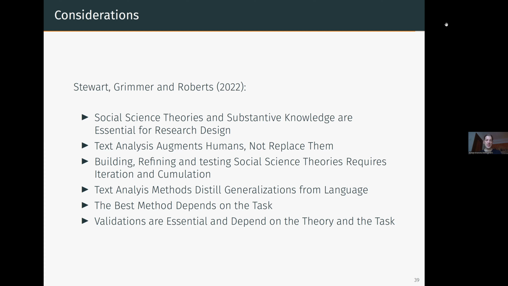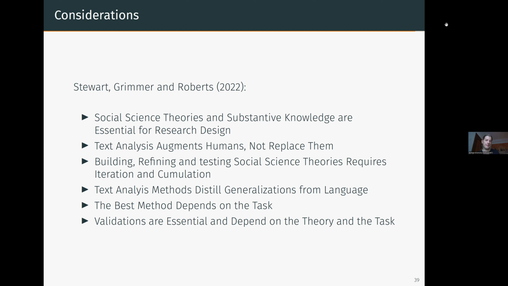Second, text analysis augments humans, not replace them. There will always be a human in the loop. Yeah, computers make our life easier, but in the end, we write stuff for humans. Yeah? So they help us to do it, not replace us. And we can't blame the computer like, oh, the computer did it. No, no, no. We did it, and we just used the computer.